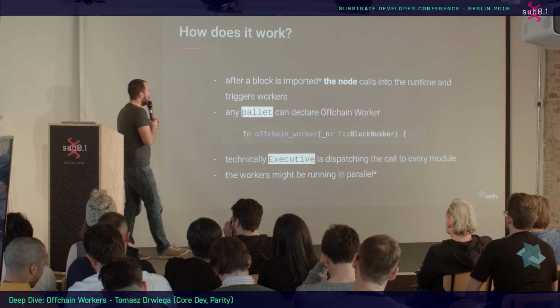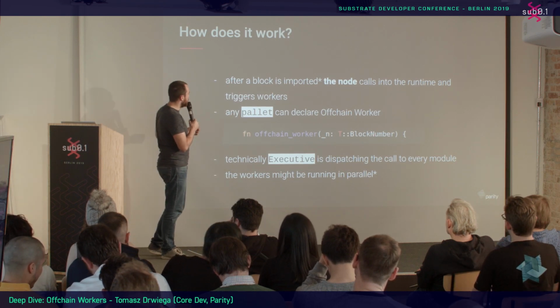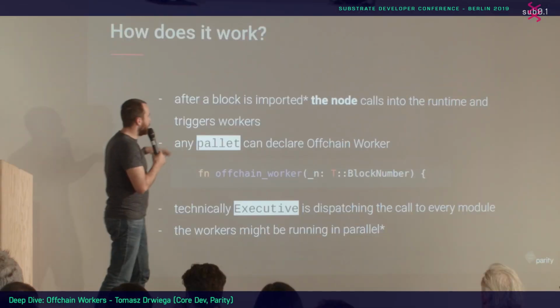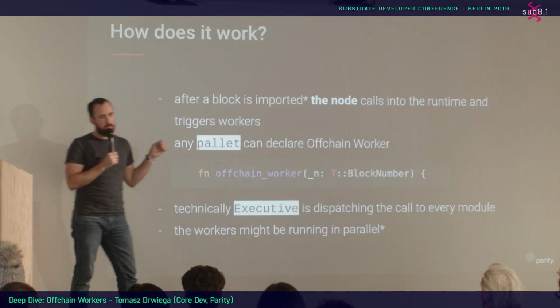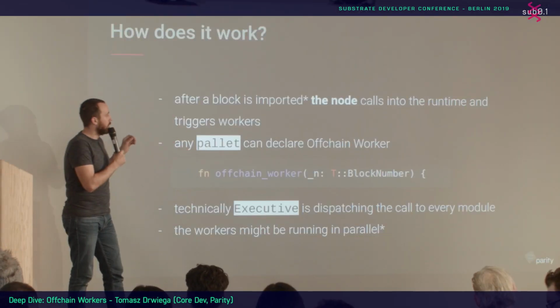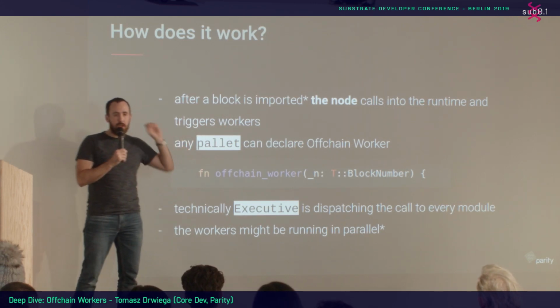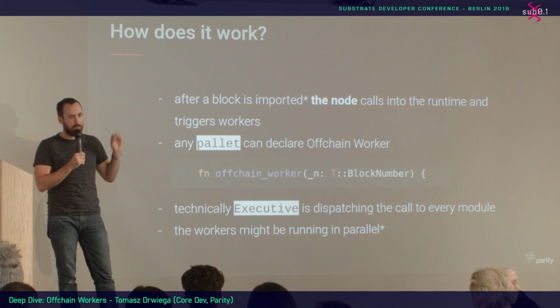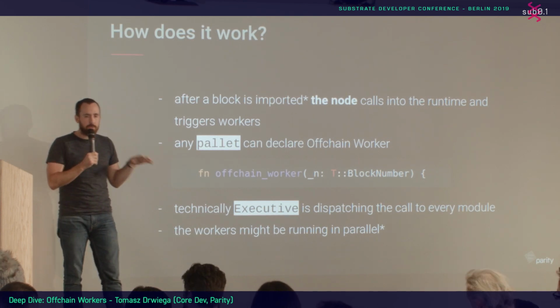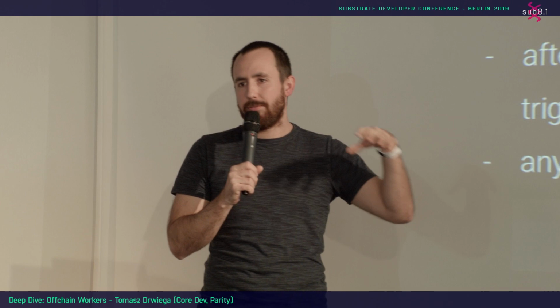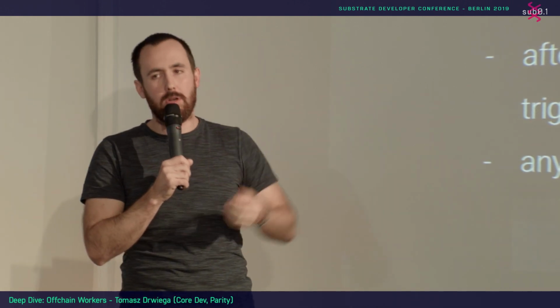So how does it work implementation-wise? After every block is imported, the node is doing another call to the runtime, and it's trying to invoke the off-chain worker for that particular block.